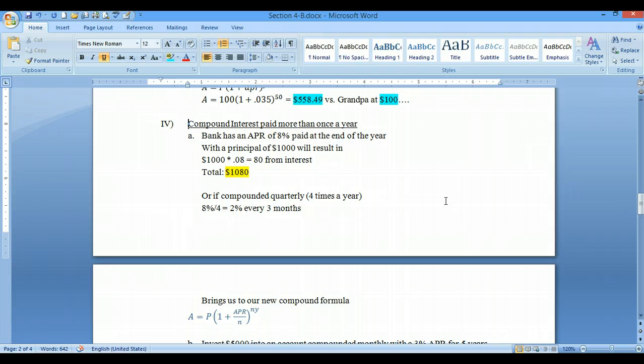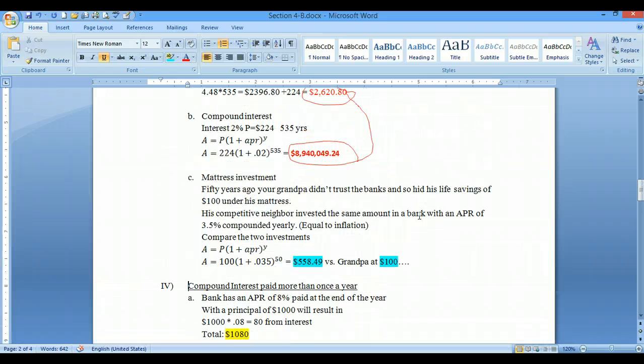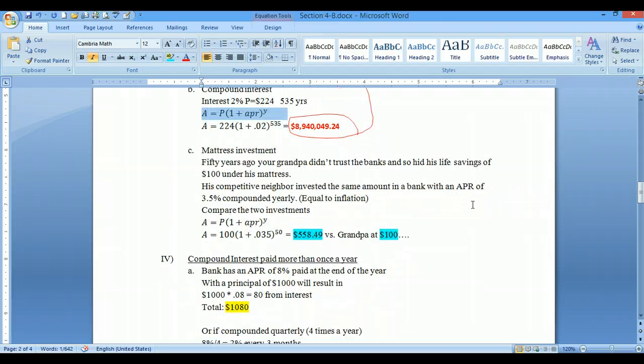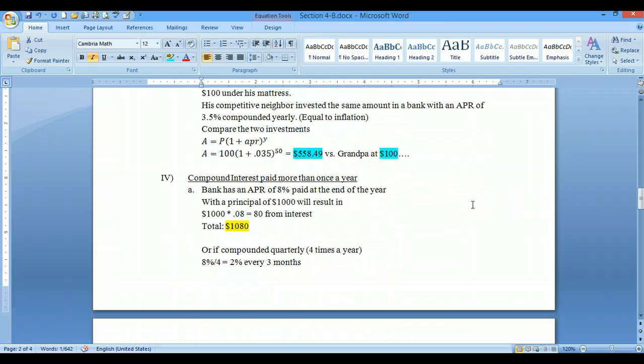Okay, Roman numeral 4, compound interest paid more than once a year. This is the equation that I'd like to give you from the beginning, but we're working you into it. Now that you know, you don't have to memorize this equation. You could use the next one for all of your problems, and it's up to you.